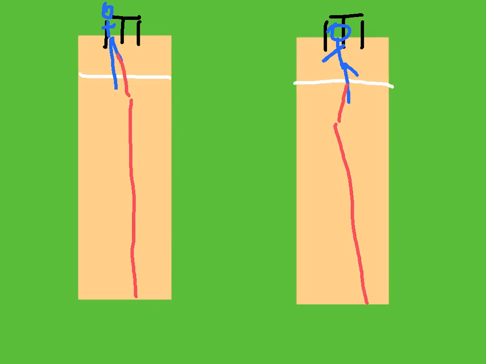Okay, I'm going to attempt here to talk a little bit about the DRS and Hawkeye and why I think the way that they do the umpire's call is wrong. So what I've got here is two situations. On the left, I have a leg spinner bowling to a left-hander. He's hit him on the back pad.